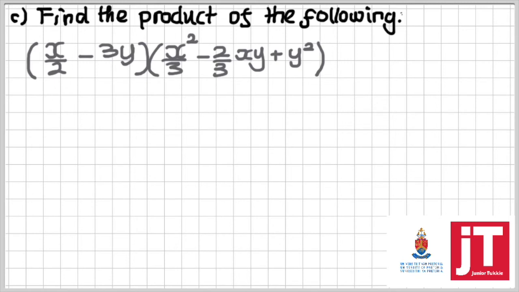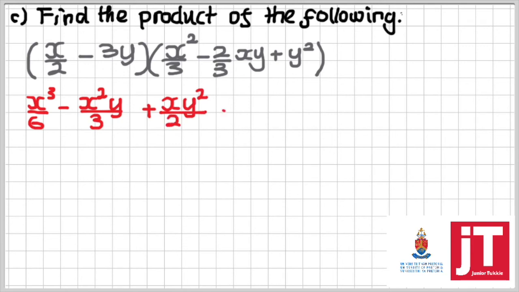So if we multiply the first fraction to the first fraction in the second bracket, we're going to get x to the power 3 over 6 minus x squared y over 3 plus xy to the power 2 over 2 minus x squared y minus 2xy squared minus 3y to the power 3.